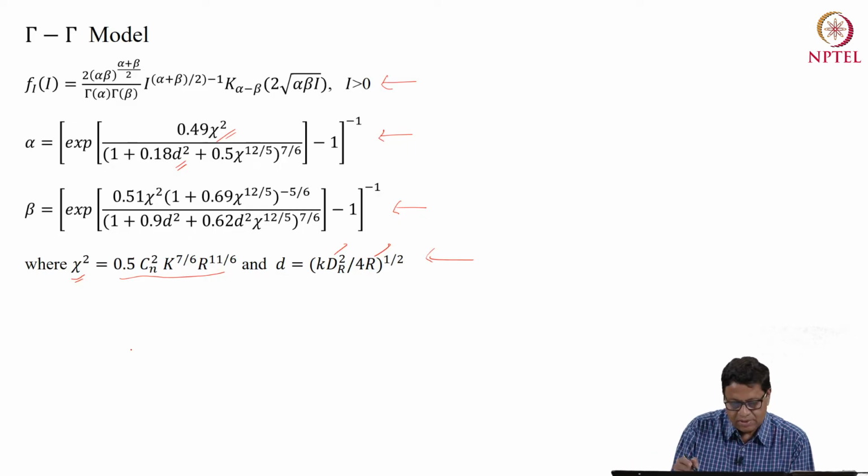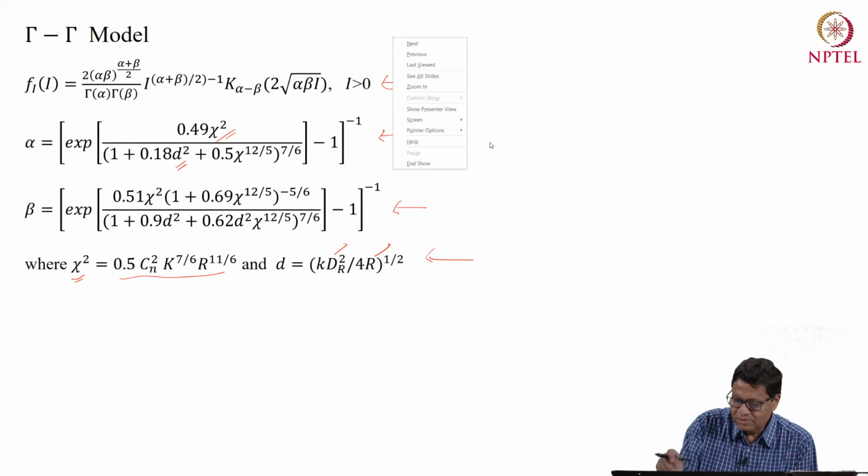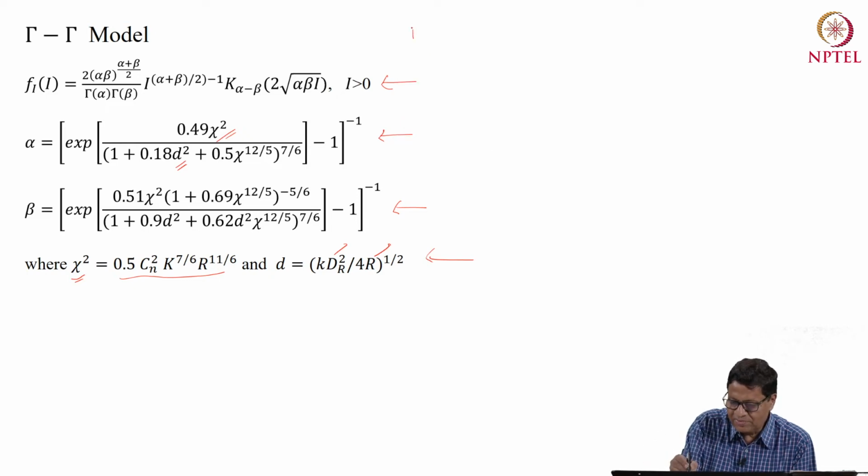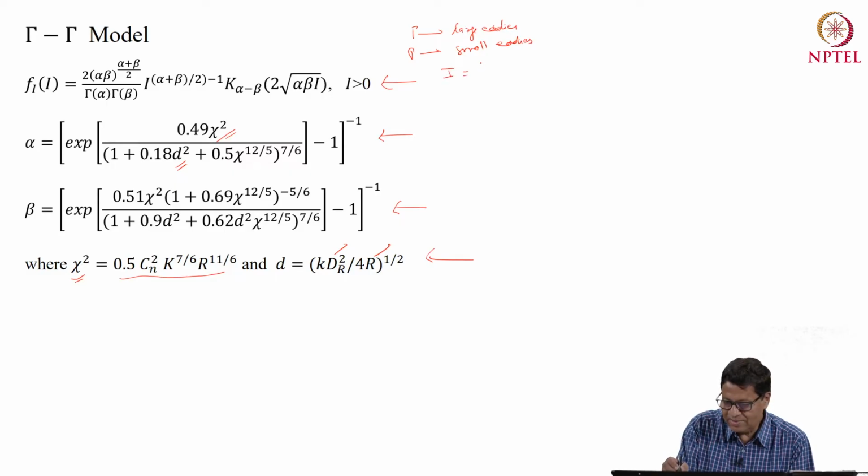And this model depends on two components, which is why it is called gamma gamma: one gamma is for large eddies, the other is for small eddies. The irradiance function I is actually a combination of these two, Ix and Iy, and this expected value E of I we can take as 1.